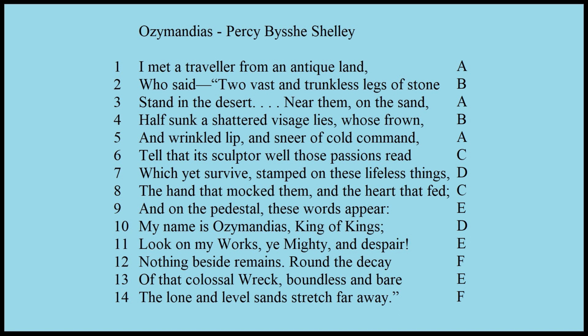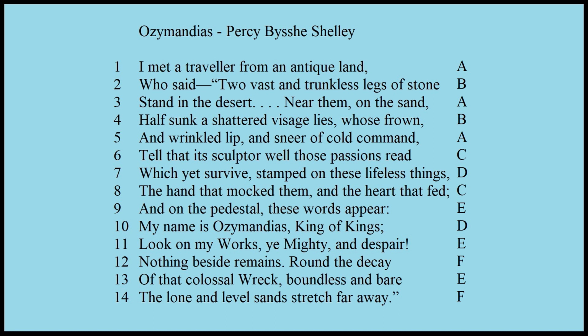Now, also you can look at things here like cold command, and also later where it says lone and level. That's on line 14. Lone and level, and then sands stretch. And as I said, line 5, cold command. Those are all alliteration. Why does it use alliteration in these parts? So like a sneer of cold command has a certain feeling to it. Just like the lone and level sands stretch far away.